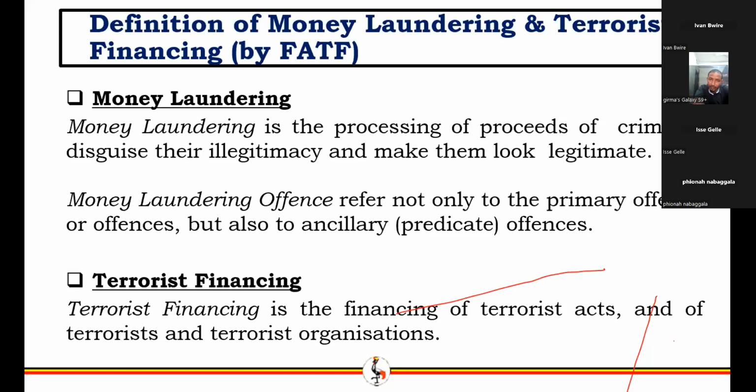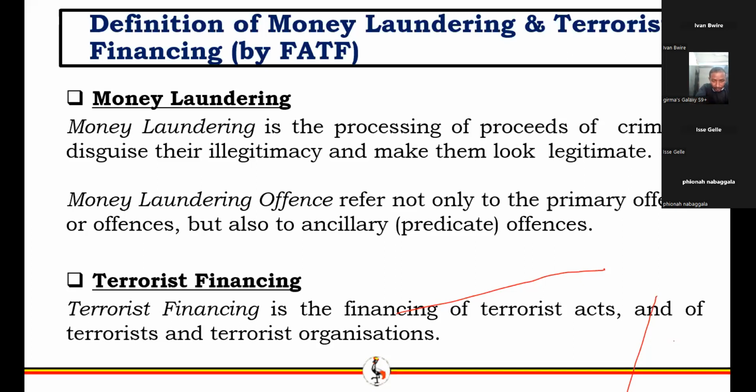At this point, it will be good for you to understand what money laundering and terrorism financing are. I'm sure many of you have heard of them. I'll use the words interchangeably, so where you hear me say ML or TF, ML means money laundering and TF means terrorism financing. AML means anti-money laundering, and CFT means combating the financing of terrorism.